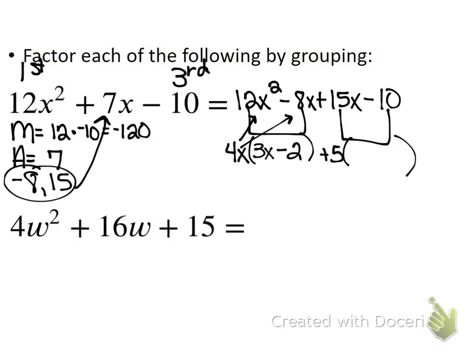5 times what gets me to 15x? 3x. Okay, then what? Minus 2. Good. And now I'm ready to write my final answer. So when I write my final answer, you can either do your groups first or the ones on the outside of your parentheses.